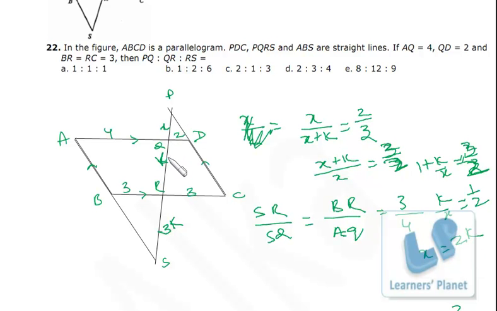Right. Now we want the ratio X is to K is to 3K. So X is equal to 2K. So this is 2K, this is K, and this is 3K. So the ratio is 2:1:3. Okay, so the concept of similar triangles has been used over here very beautifully and in a very interesting manner. I hope you are clear.